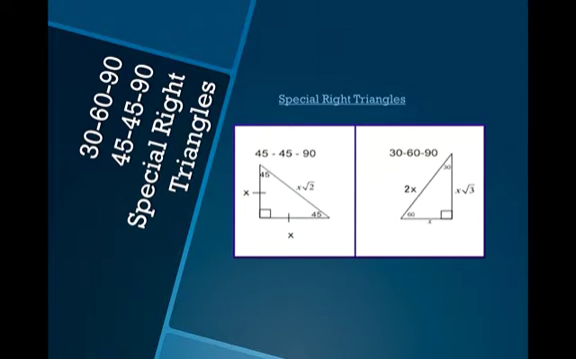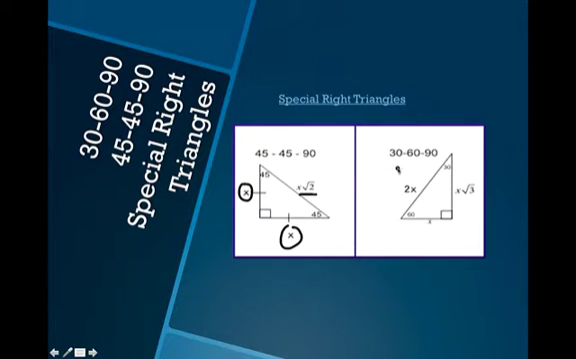Special right triangles, you learn those in geometry. There's the 45, 45, 90. It is an isosceles right triangle, and the leg lengths have to be the same. And the length of the hypotenuse is the leg length times the square root of 2.